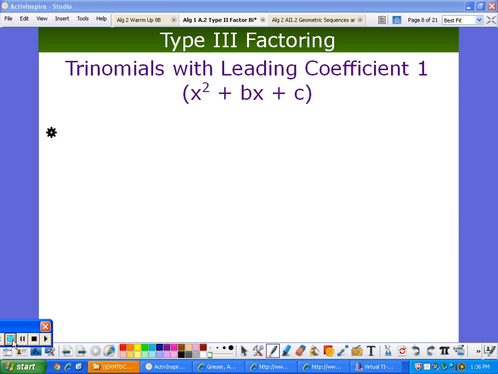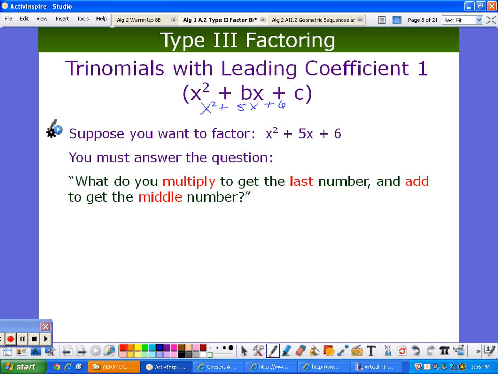This is type 3. And with type 3, we're looking for a leading coefficient of 1, and everything else is x squared plus bx plus c, where these are numbers. So it could be x squared plus 5x plus 6. That's an example of this type of polynomial that we will factor with type 3.